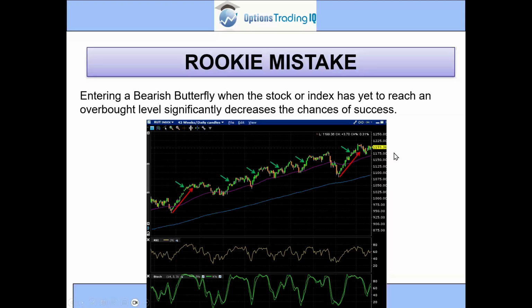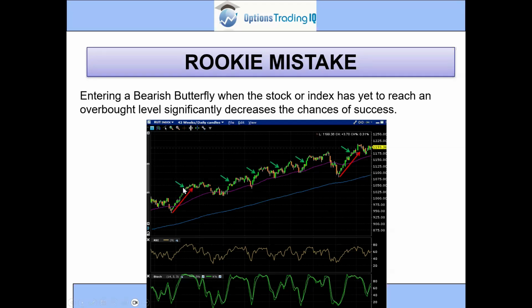All right, so one rookie mistake is entering a bearish butterfly when the stock or index has yet to reach an overbought level, which significantly decreases the chance of success. Like I said, you don't necessarily want to do it when the market's had a big drop, because here we get the big rally. You'd be scaling in, then you'd have to roll the bottom butterfly up. It'd be very, very tricky.